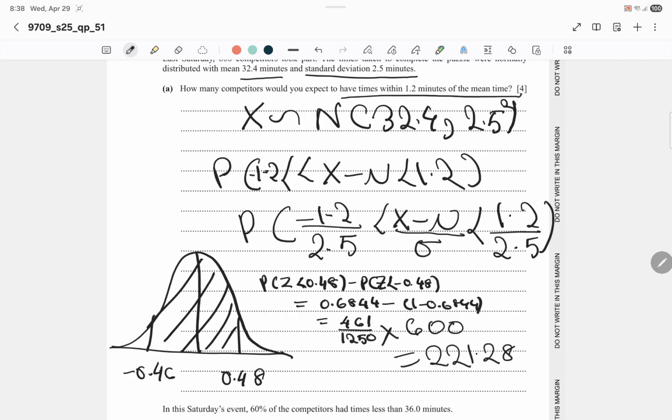But it says how many competitors, so it cannot be a fraction. So the closest value is 221, because that is actually a total number of competitors. That's going to be the answer.